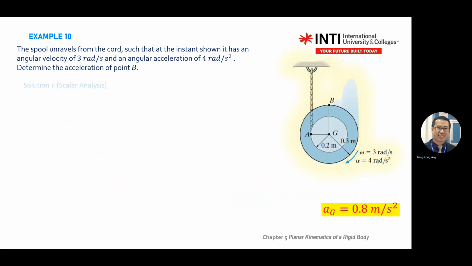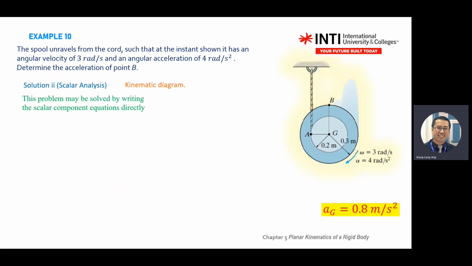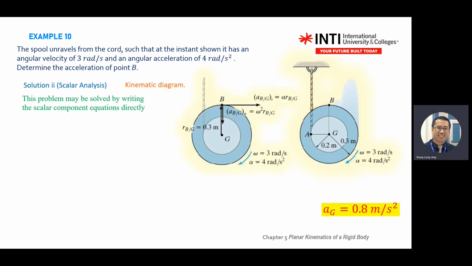All right. Then what about the scalar analysis? For scalar analysis, you draw the normal kinematic diagram, where here you have normal and tangent directions as you normally do for circular motion. Now it's method number 2. At point B, you know that if this one rotates this way, you have tangent and normal directions of your acceleration. So what is the definition of a normal acceleration? Omega square r. The tangent one is alpha r.